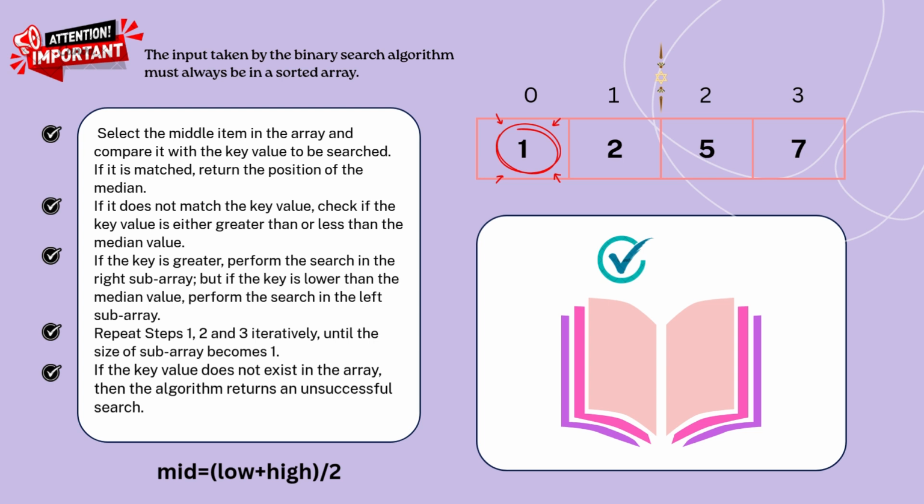So what is the low index? Here 0 is the low index, high is 3. So 0 plus 3 by 2, it returns 1.5. We will discard the fractional part, so 1. So we will check the first index, that is the value of the mid of the array.